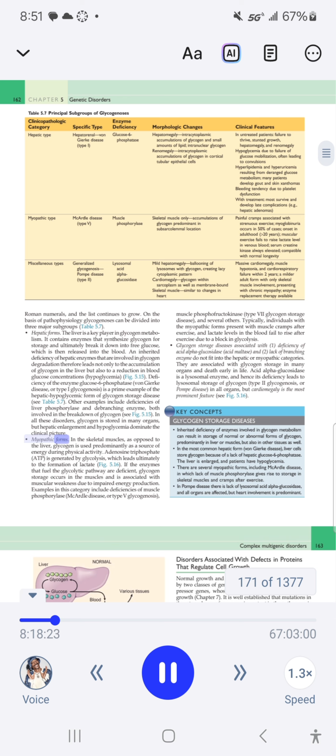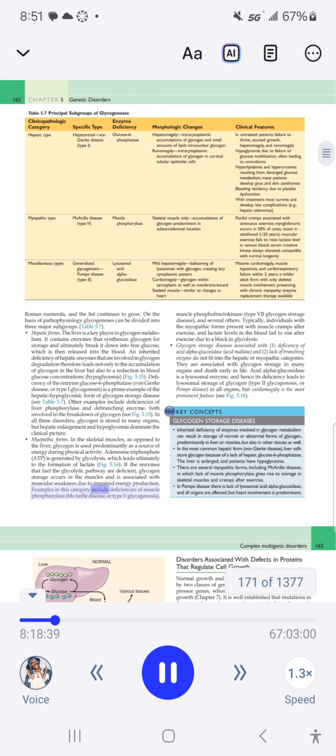Myopathic forms. In the skeletal muscles, as opposed to the liver, glycogen is used predominantly as a source of energy during physical activity. Adenosine triphosphate (ATP) is generated by glycolysis, which leads ultimately to the formation of lactate, Figure 5.16. If the enzymes that fuel the glycolytic pathway are deficient, glycogen storage occurs in the muscles and is associated with muscular weakness due to impaired energy production.